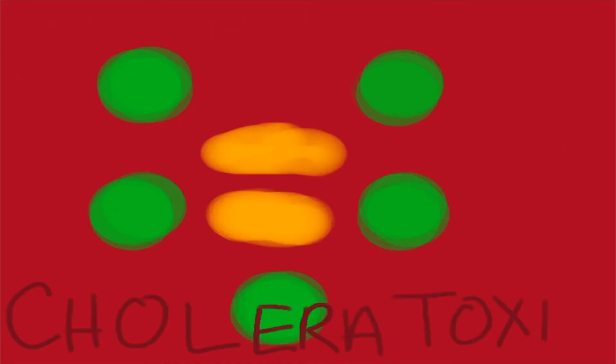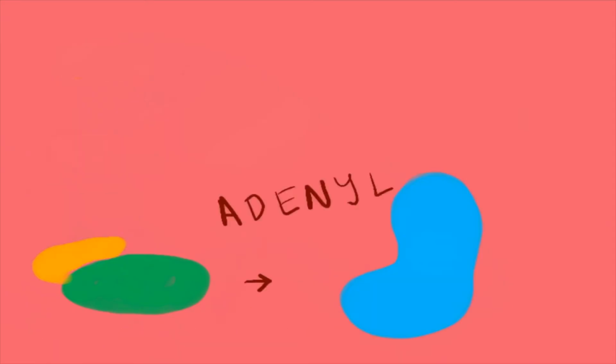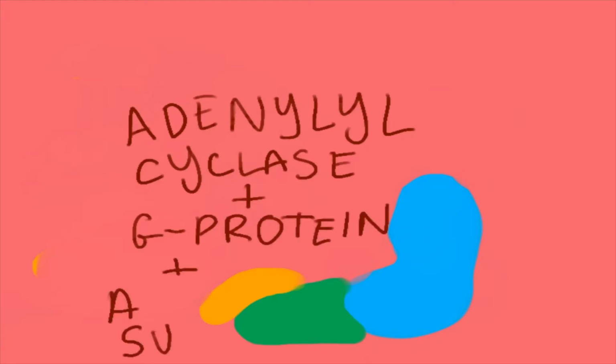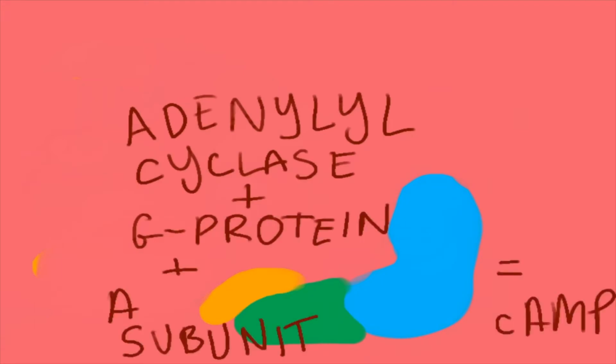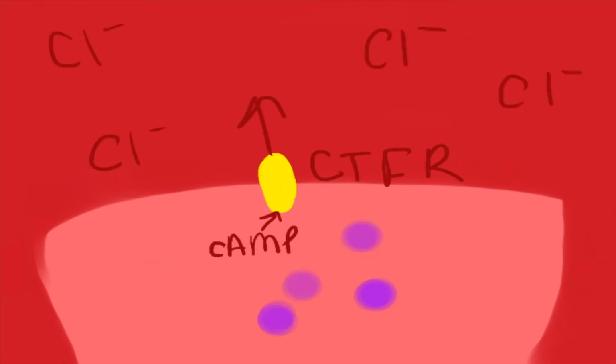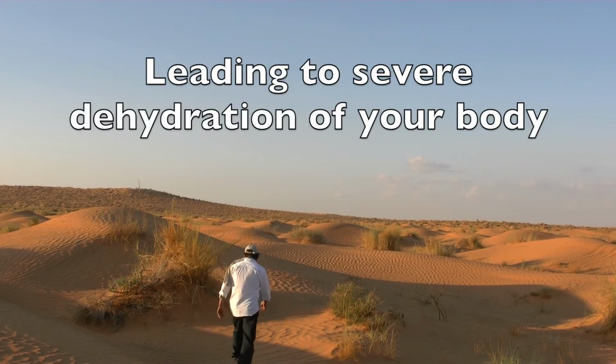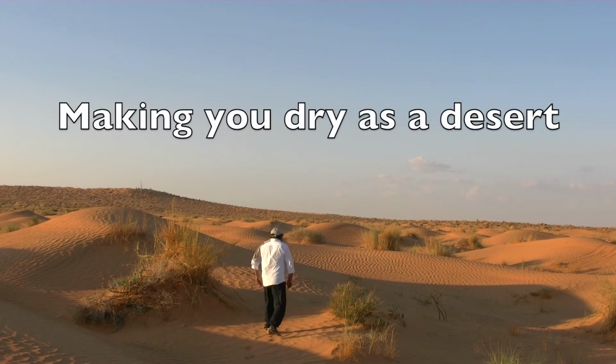The cholera toxin is an exotoxin with 5 B subunits and 2 A subunits, all connected by disulfide bonds. This toxin binds to the GM1 ganglioside receptor, and the A subunit enters the intestinal cell. The A subunit binds a G protein, and they bind adenylyl cyclase, forming a complex. This complex produces a lot of cyclic AMP. The cyclic AMP binds the CFTR receptor, releasing tons and tons of ions from the cell. This causes extreme water loss from the cell, leading to severe dehydration of your body and making you dry as a desert.